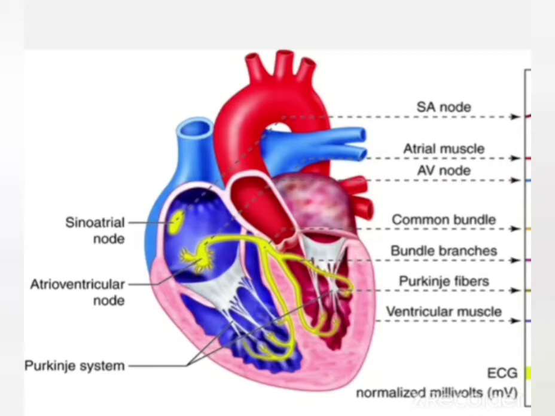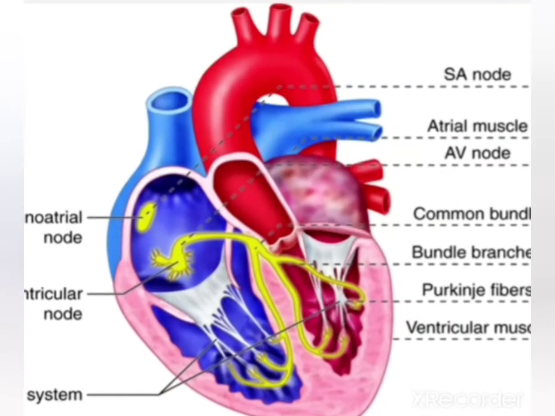Initiation of the contraction and relaxation of the heart and regulation of the heartbeat are carried out by the special muscles of the sinoatrial node or the SA node at the anterior part of the right atrium. This part is called pacemaker.